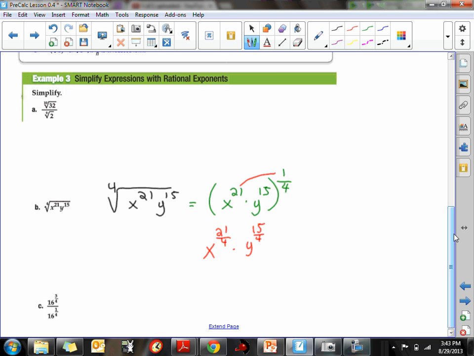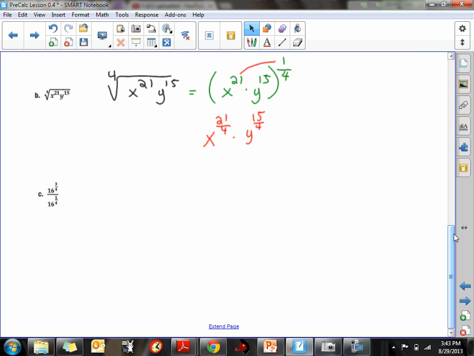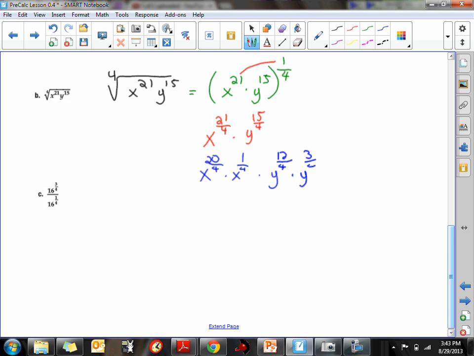You've got lots of flexibility here, and as I was doing this I thought of another way we can do the same thing. I want to see if I can get any clean powers of 4, so x to the 20 over 4 times x to the 1/4, which is the same thing as x to the 21/4. Then times y to the, I want to take out as many powers of 4 in this one as well. So 4 goes into 15, 12 times, so y to the 12/4 times y to the 3/4.